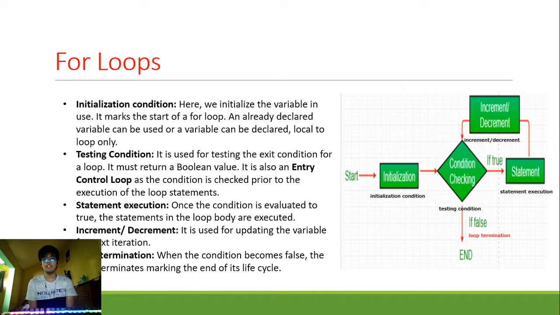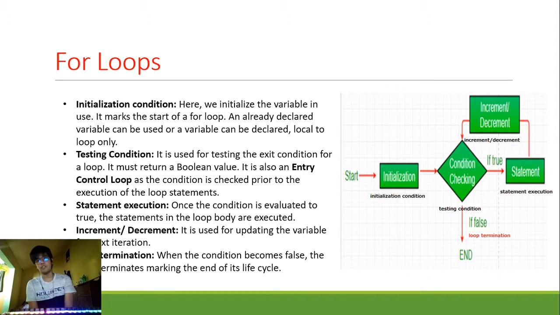Initialization condition. Here, we initialize the variable in use. It marks the start of a for loop. An already declared variable can be used, or a variable can be declared that is local to the loop only. Testing condition.